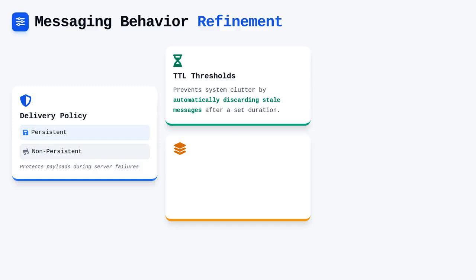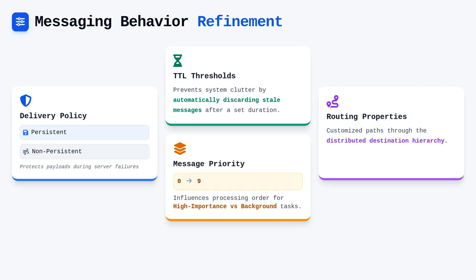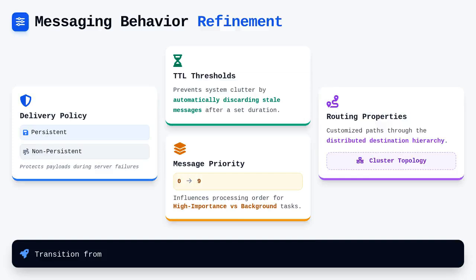Furthermore, message priority, which ranges from 0 to 9, allows your applications to influence the order of processing for high-importance tasks versus background work. Routing properties can be further customized to govern the path messages take through the distributed destination hierarchy, ensuring efficient performance in complex cluster topologies. By systematically applying these configurations, you transition from a basic messaging setup to a highly tuned, production-ready environment that meets your specific enterprise requirements.